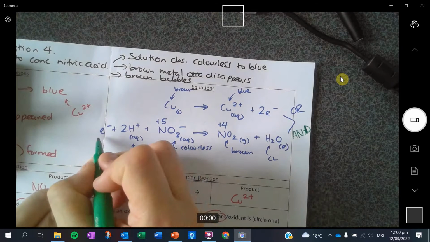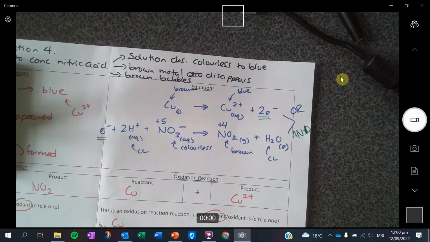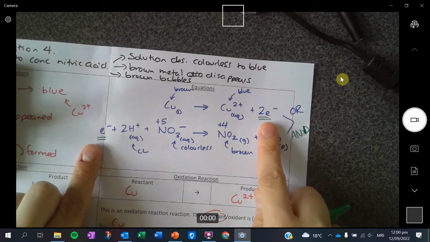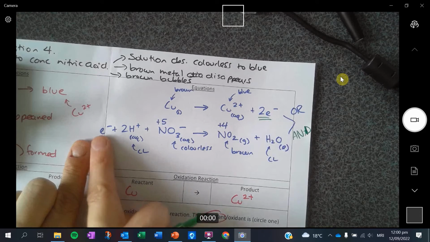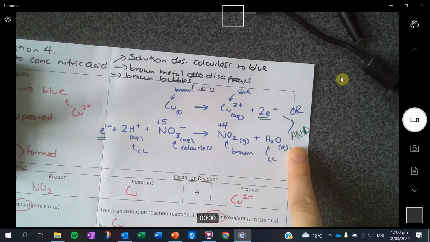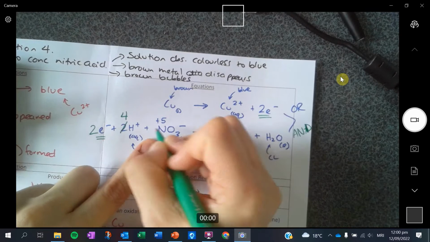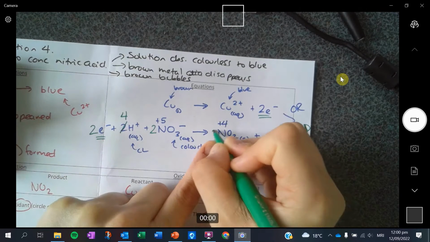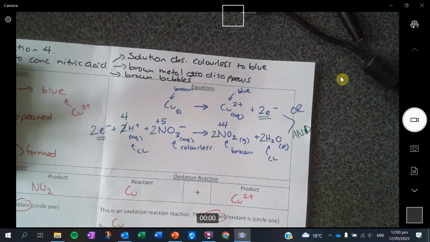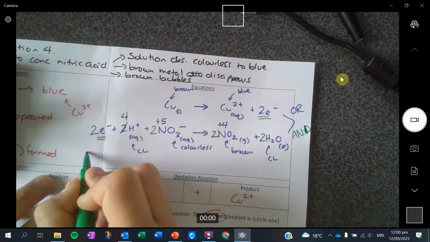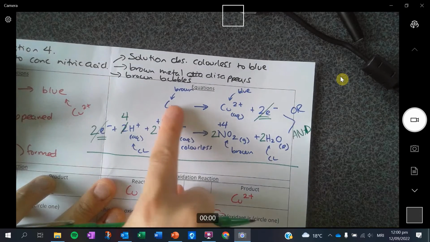What you're going to do is you're going to check your electrons, and we need the electrons to cancel out. So I need to make sure that these 2 are the same number. This is 2, and that is 1. So I'm going to multiply this whole equation by 2. So that becomes a 2, that changes to a 4, that becomes a 2, that becomes a 2, and that becomes a 2. And then the last thing I do is I put it all together. So the electrons should cancel out, and then I just put together my equations.